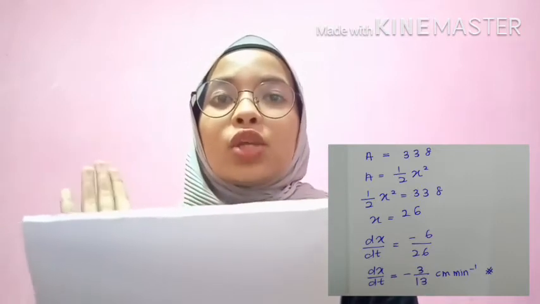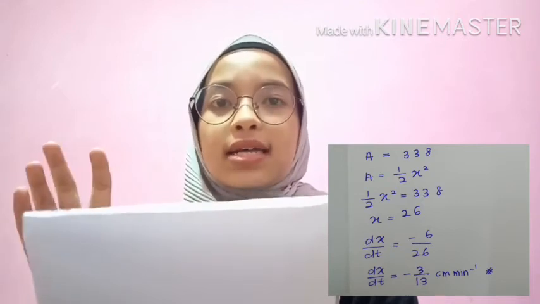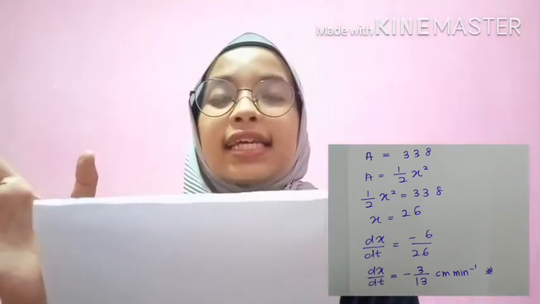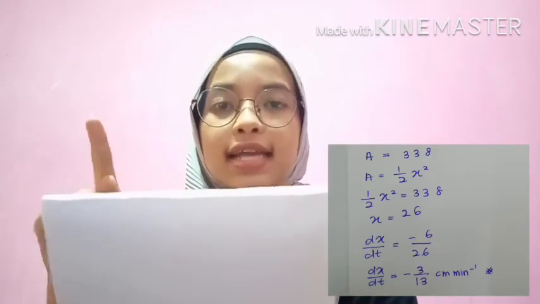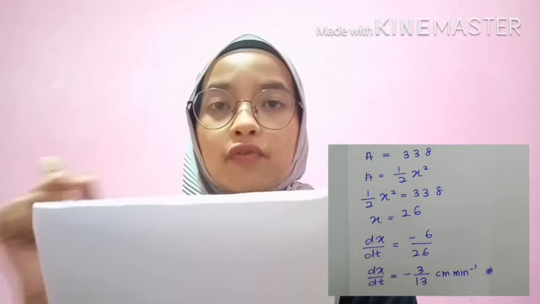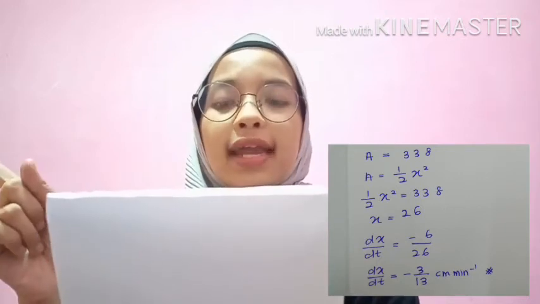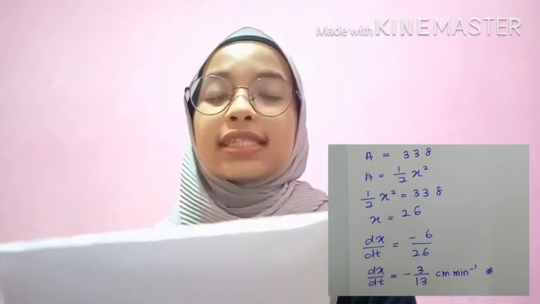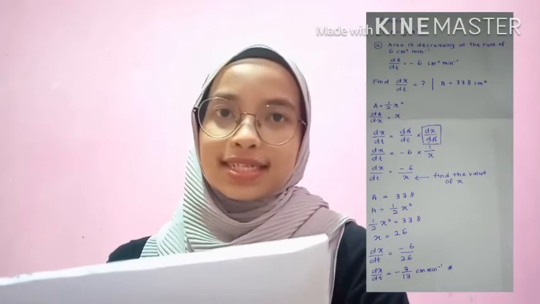Okay, when you have got the value of x, we must substitute back the value of x in the equation. So that's dx/dt is equal to -6/26. And then we will get dx/dt is -3/13. Okay, so that is the final answer.